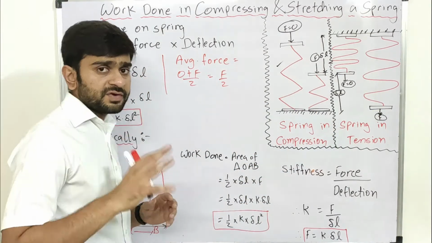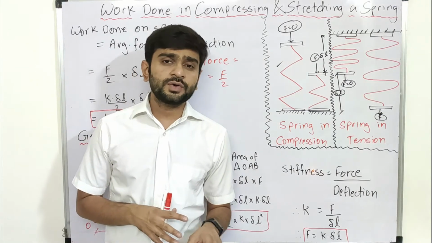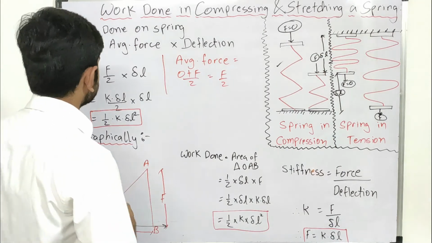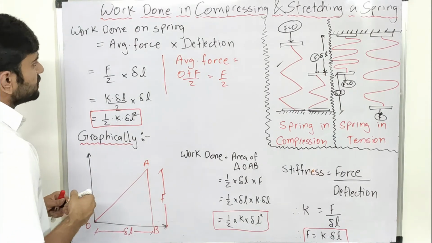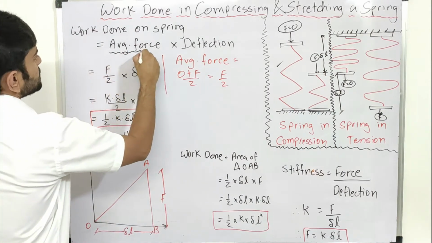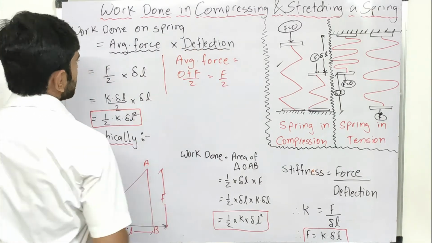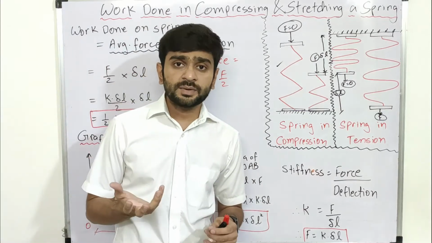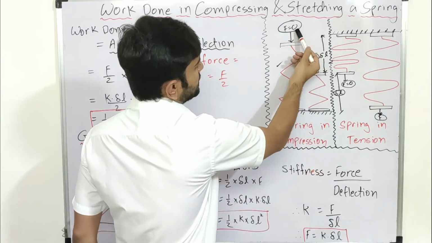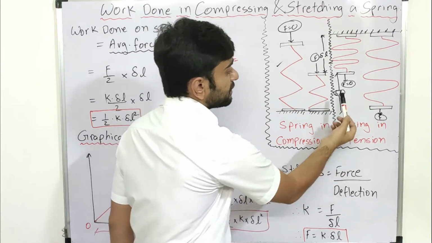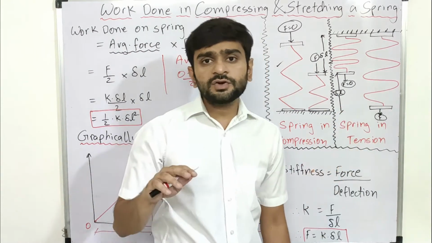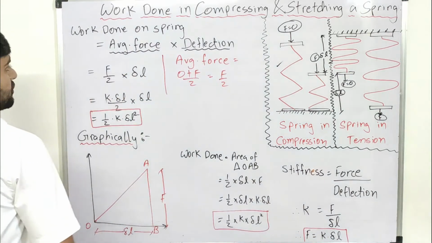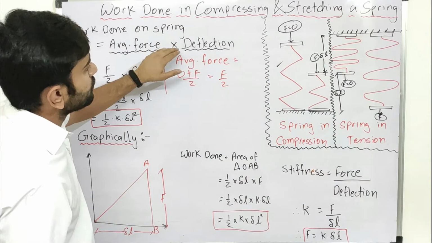From my previous lecture we already have the formula to calculate the work done, that is work done is force into deflection. But here what we'll be using is average force into deflection, because our force was variable. Initially it was 0, then it was F. Here also it was 0, then it was F. So we need to take the average of both the conditions.